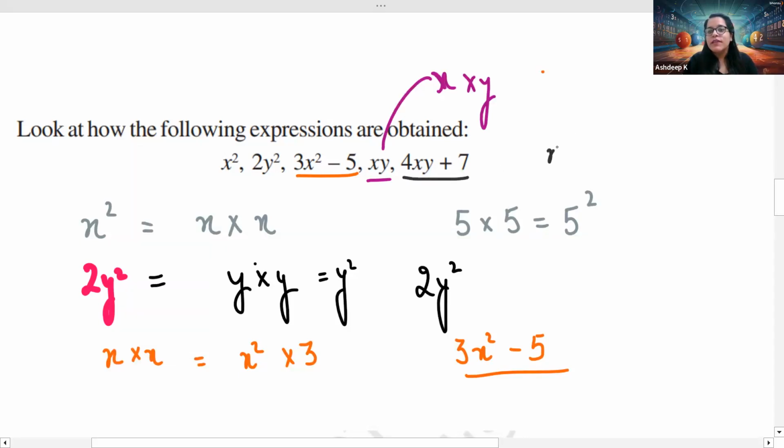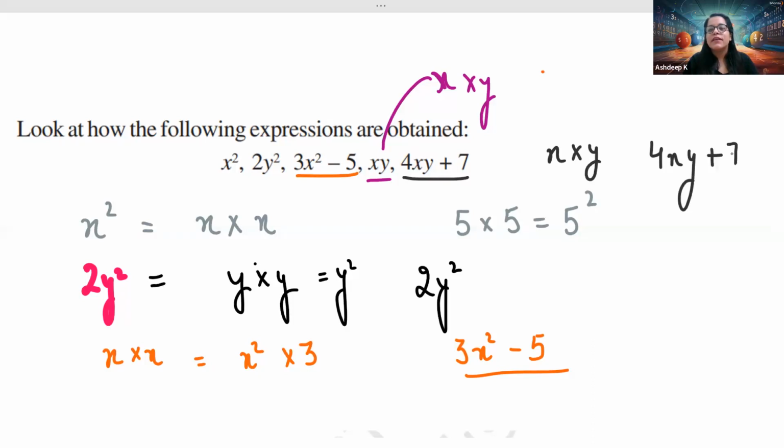So first of all, we'll multiply the variables x and y to get the product of x and y. And then we will multiply it by 4. So we got 4xy. And then we simply add 7 to it to get the expression, that is 4xy plus 7. Now, in total, we understood how the expression is formed.